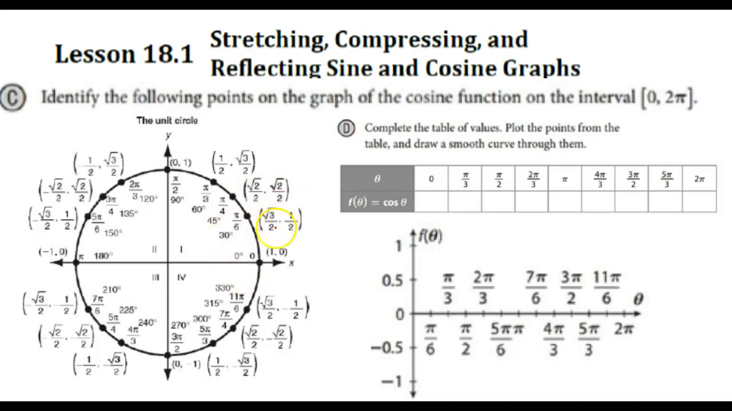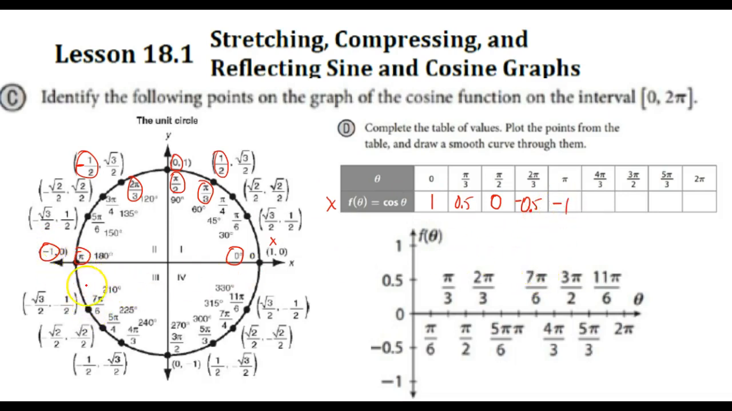Yay. Okay. So cosine, remember, is going to be our x value. So for 0, that would be 1. For pi over 3, which is right here, that would be 1/2, or 0.5. For pi over 2, that would be 0. For 2/3 pi, that would be negative 1/2, or negative 0.5. For pi, that would be negative 1.